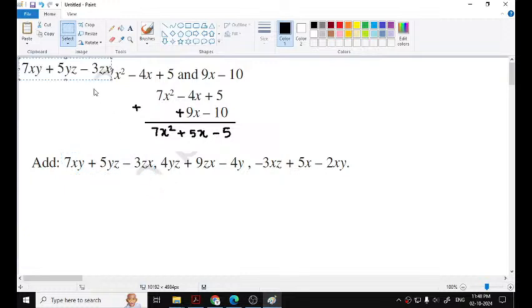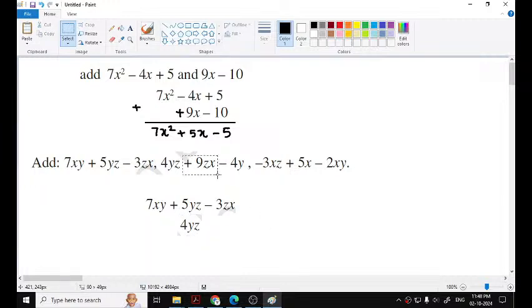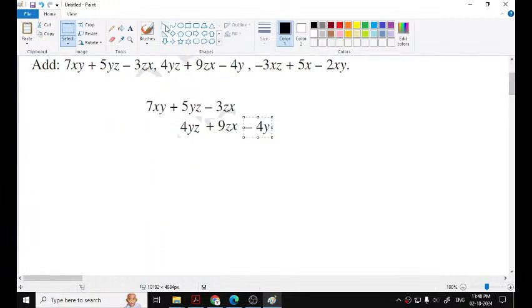Here we have 3 algebraic expressions. Let us first add 2 of them. Here we are going to write the terms below their like term. 4yz is like 5yz, so it will be below that term. 9zx is like 3zx. Minus 4y has no like term, so nothing will be there in the first expression, or we can write that as plus 0y.